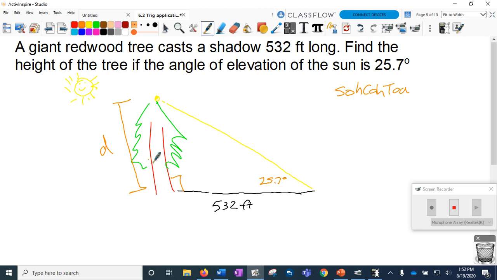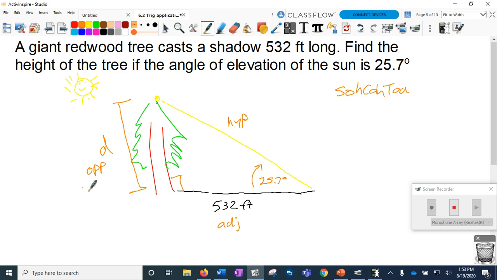All right. Here's the angle of elevation right here, looking upward from the horizontal, was 25.7 because that's the elevation of the sun. Okay. This is the adjacent side because this was the hypotenuse. Well, they don't want the hypotenuse. They want how tall is the tree. That's our opposite side. Which trig function do we need to use?